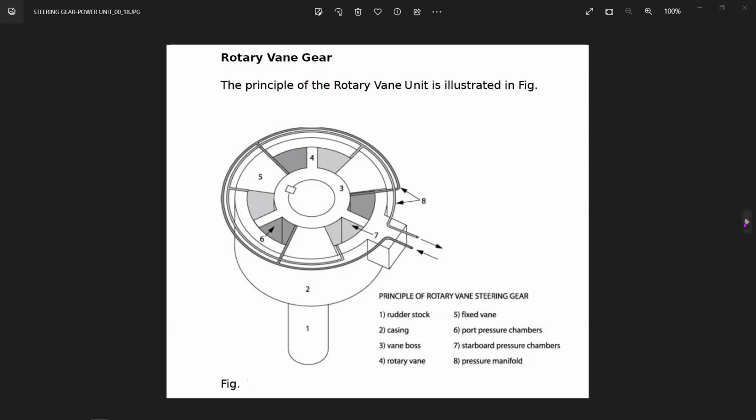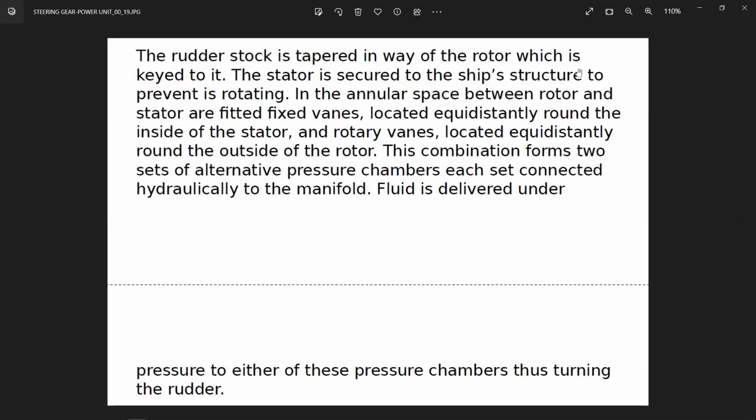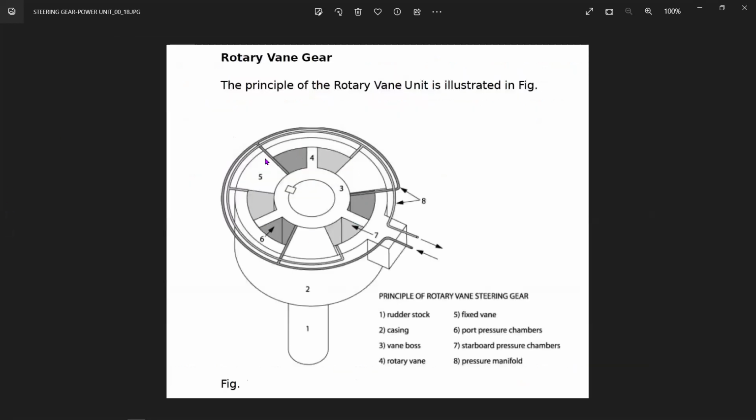So what actually rotates is the rotor, the vane boss, along with the rotary vanes, and they will operate up to the maximum angle of the stator. Whatever is the maximum angle between the stators, they will operate that way. Now the rudder stock is tapered in way of the rotor, which is keyed to it, similar to the tiller which was keyed to it in the ram type of steering gear. The stator is secured to the ship structure to prevent rotating. The stator or fixed vanes are connected to the entire ship structure to prevent them from rotating. We'll see how it is connected.